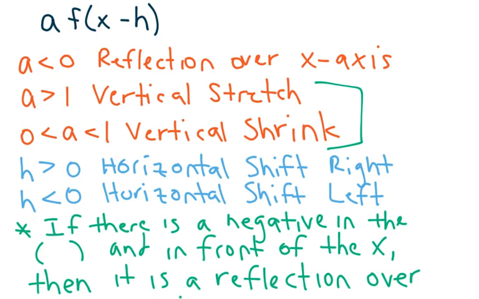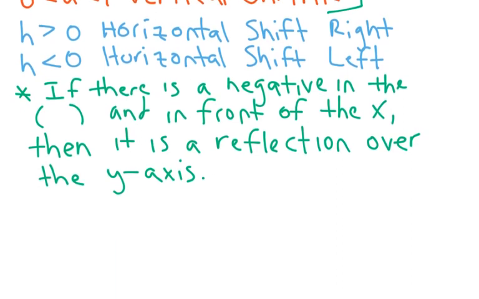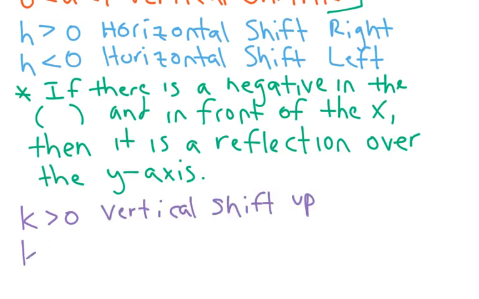Alright, our last letter to worry about is the value of k. Now the value of k shifts our graph vertically up or vertically down. And it's very straightforward. If your k is positive, it's a vertical shift up. And if your k is negative, then it's a vertical shift down.